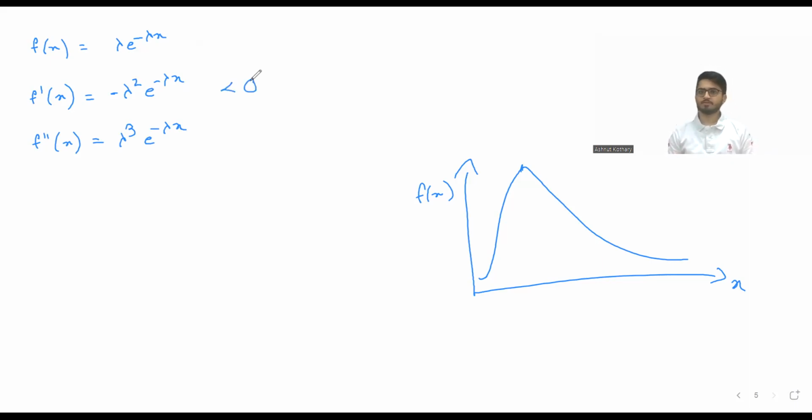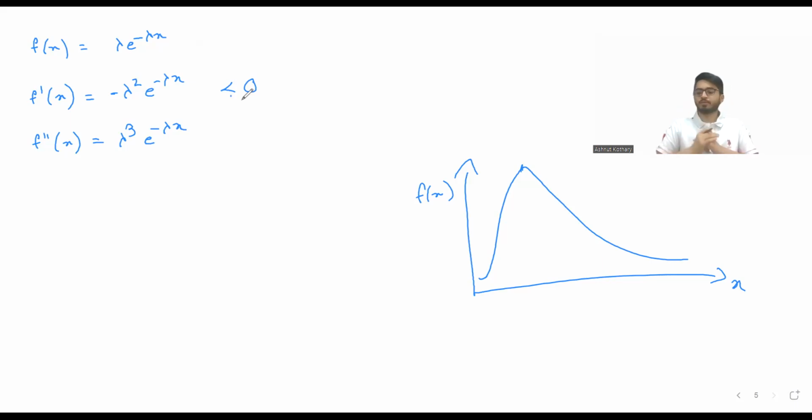That is, it never takes the value 0. It will only take the value 0 when either lambda is 0, which cannot be the case, or x is infinite. Again, x infinite means kind of undefined only. So my first derivative is always negative. What do we understand if the first derivative of a function is always negative? It's a decreasing function. If the first derivative is always negative, it's a decreasing function. If it is always positive, it's an increasing function.